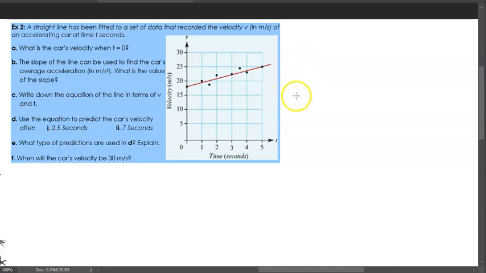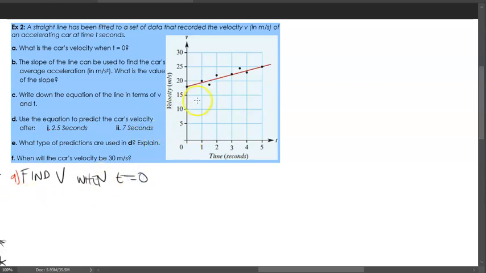We will later on when we do an interpolation, extrapolation, but let's just look at the equation for now. What is the car's velocity at t, or time, equal to 0? So A, we're trying to find out what V is. We're trying to find V when t is equal to 0. So we're trying to find the velocity when time is equal to 0.